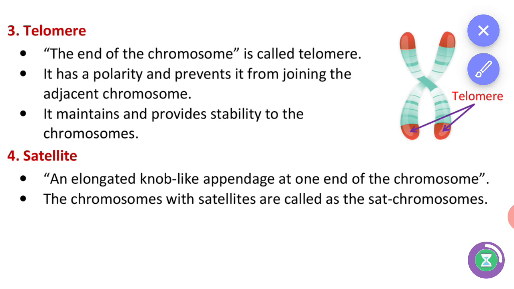It maintains and provides stability of the chromosomes. And next, satellite. Some chromosomes have an elongated knob-like appendage at the end of the chromosome, known as a satellite. The chromosomes with satellites are called SAT chromosomes.